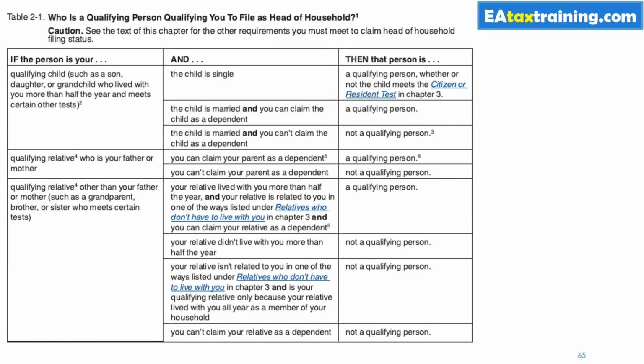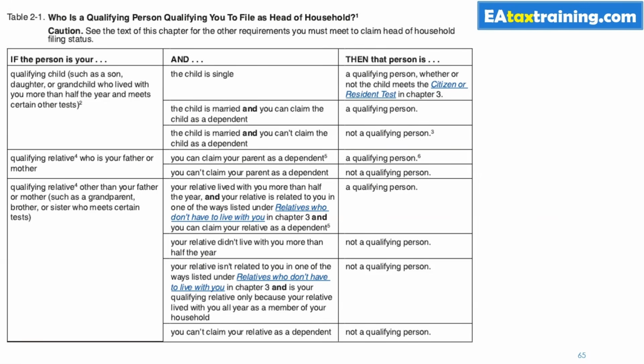Next is your mother or your father. And this one's pretty simple as well. If you can claim them as a dependent, then they are a qualifying person. If you cannot claim them as a dependent, then they are not a qualifying person. And again, we'll be talking about what it means to be a dependent coming up. So again, pretty easy. If they're a dependent, qualifying person, not a dependent, not a qualifying person.